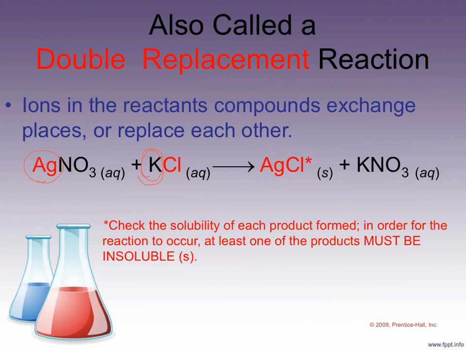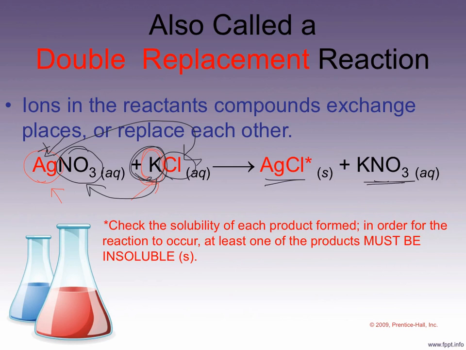Okay, they're both ionic compounds. So silver is the cation in one, potassium is the cation in the other, and nitrate is the anion in the first one, and chloride is the anion in the second. What happens in a double replacement reaction is these ionic compounds switch partners. So the silver cation ends up with a new anion, in this case chloride, and the potassium cation ends up with a new anion, which in this case is nitrate. So the products we end up getting are silver chloride and potassium nitrate.